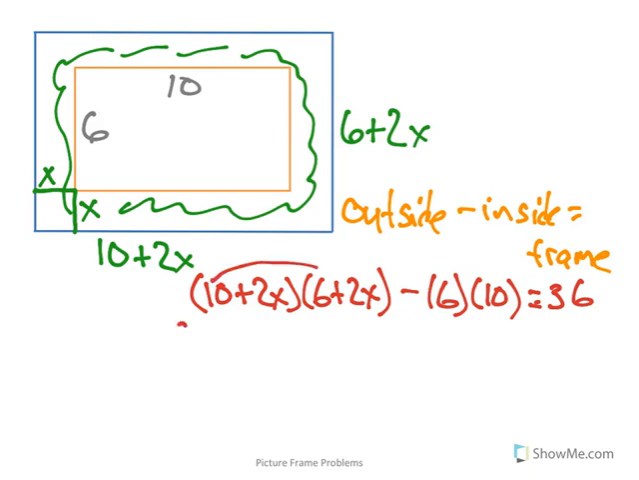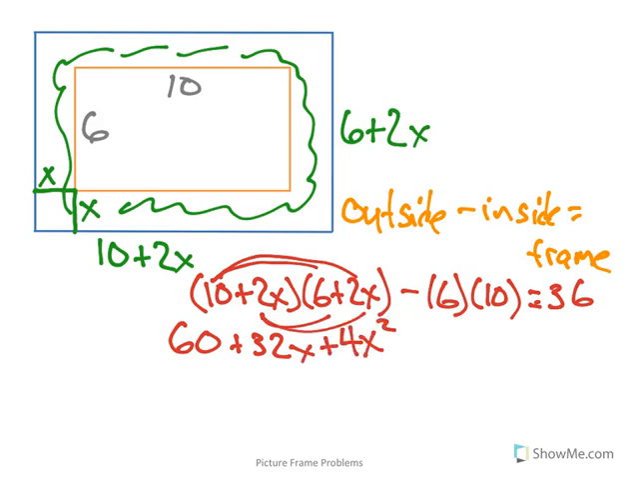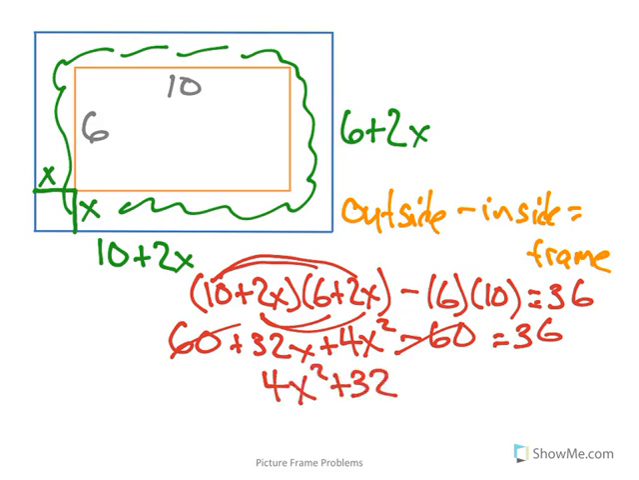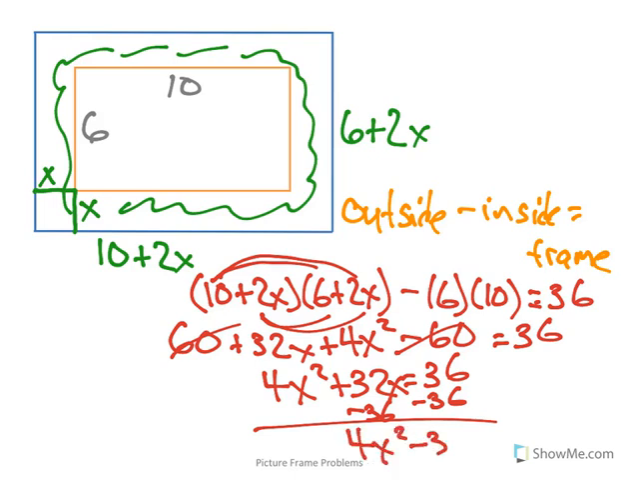So I've got my 60, I've got my 20x, and I've got my 12x, which is 32x. And I've got my 4x squared. I've got minus 60 equals 36. So what's going to happen? Well, 60 and negative 60 net out. I get 4x squared plus 32x equals 36. All right, so now I've got 4x squared plus 32x, sorry, minus 36 equals 0.